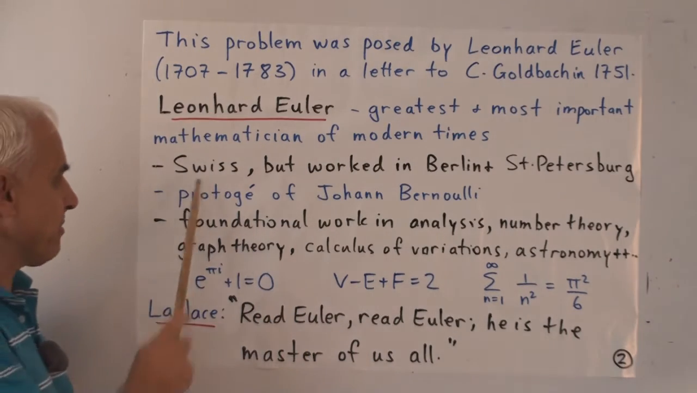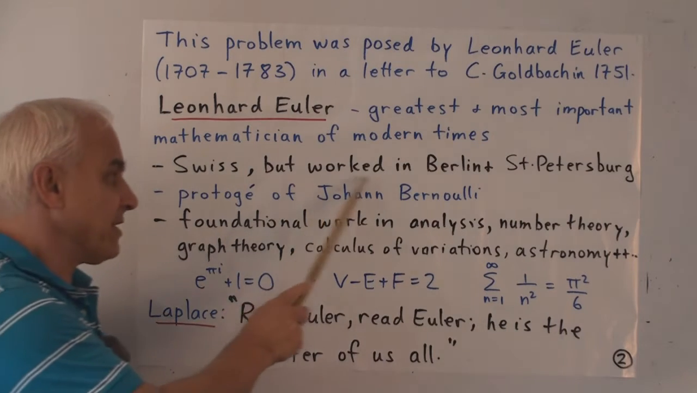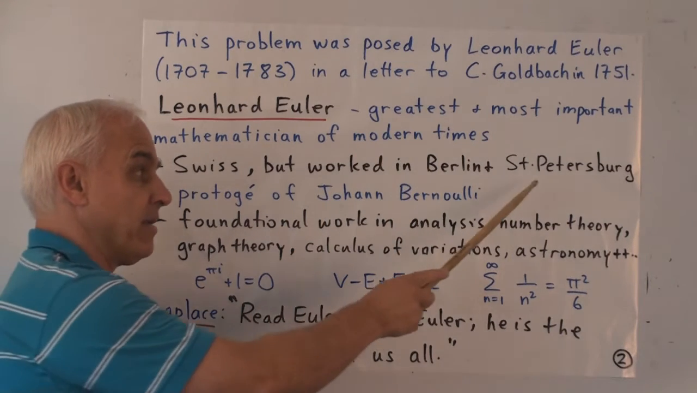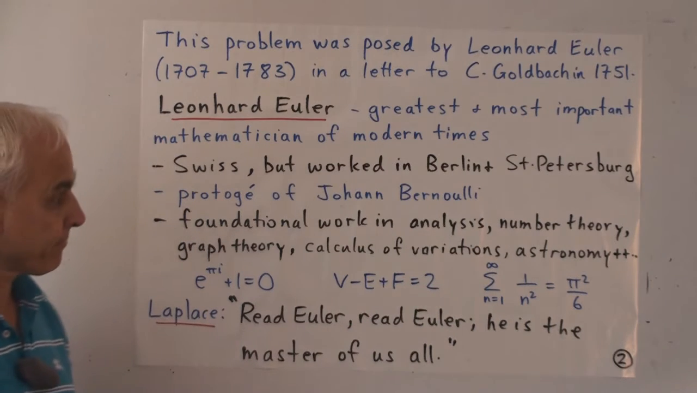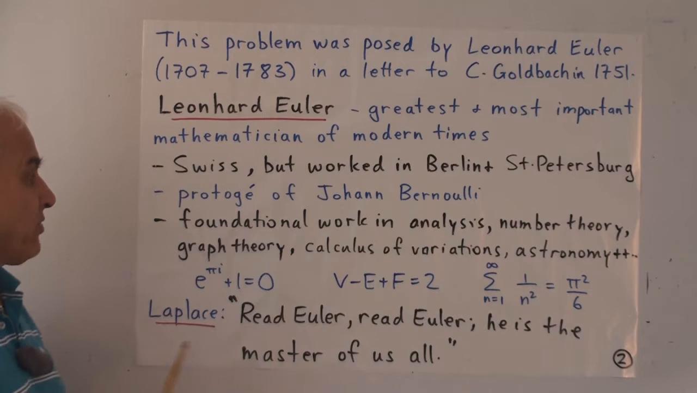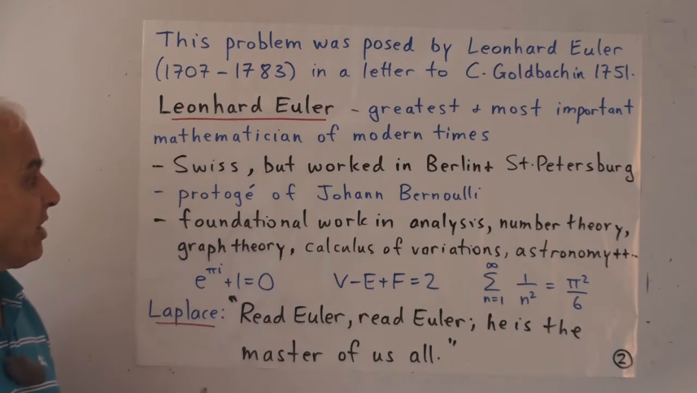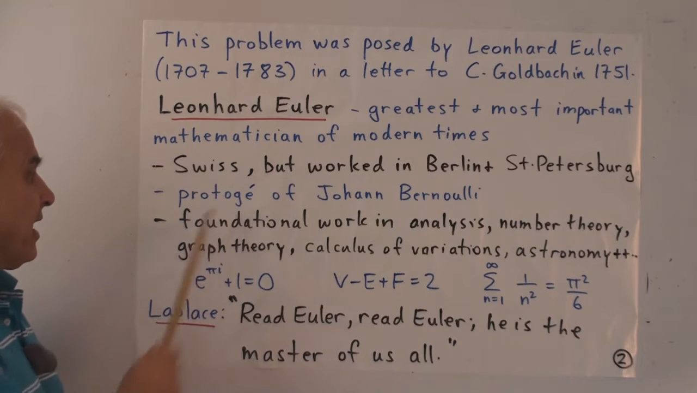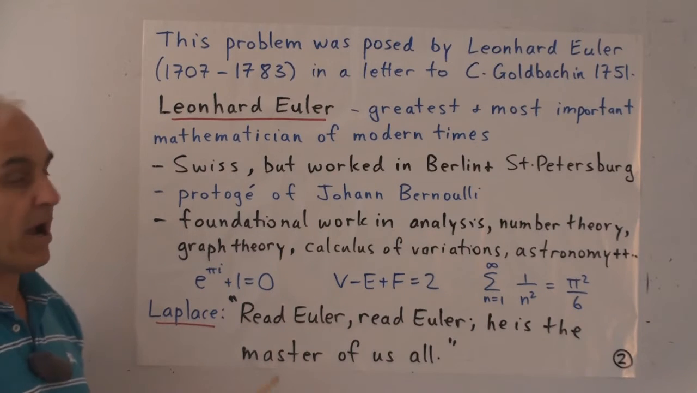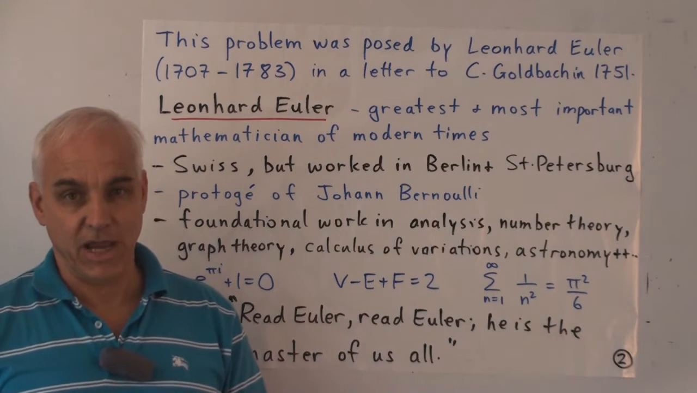So he was a Swiss mathematician, born originally in Basel, but he worked most of his life in Berlin and in Russia, in St. Petersburg. He was a bit of a child prodigy and was recognized by Johann Bernoulli, who was the prominent mathematician of his day, as his protege, and was tutored by him. So he got very high quality instruction at a very early age.